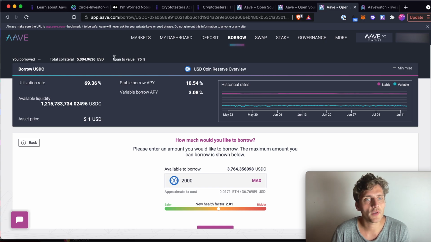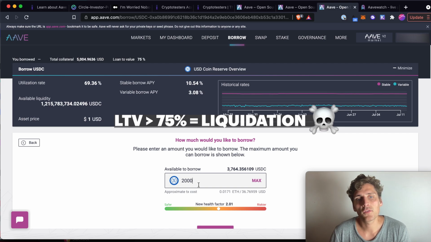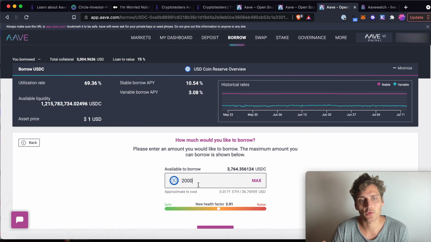So the loan to value ratio cannot exceed 75%. If your loan grows to 80%, for example, of what you have deposited, then you would be liquidated. And Aave does that because they don't want people to default on their loans. And in my case, I've deposited DAI, so it's actually quite stable as a collateral. And there's no reason to think that this ratio would change.